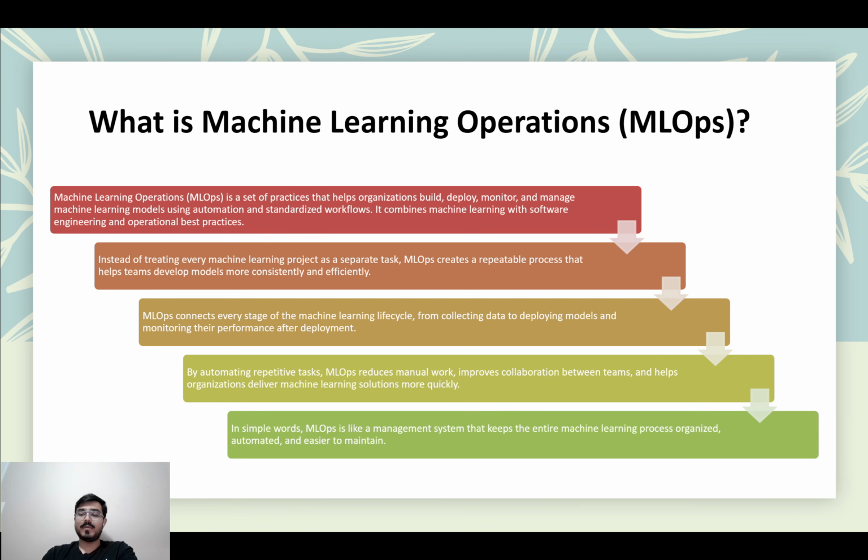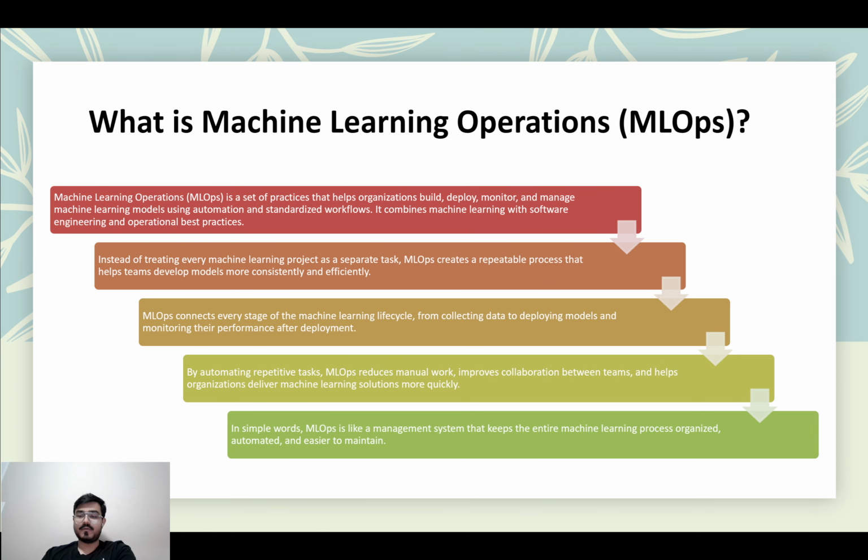You can think of MLOps like a project manager. Imagine building a large house. There are electricians, plumbers, carpenters, painters, and many other workers. Without someone organizing everyone's work, the project could become confusing and delayed. A project manager keeps everything running in the correct order. MLOps works in a very similar way. It organizes the complete machine learning process, making sure each stage happens at the right time.